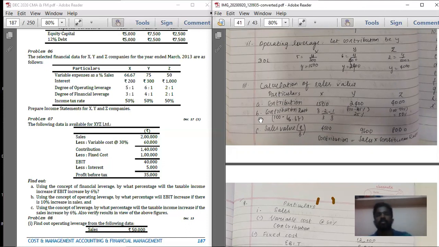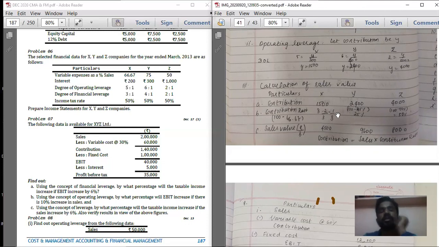So here for company X, what is the variable cost ratio? 66.67. So what is the contribution ratio? So 1 minus 0.6667, you will get 0.33. So that is 1 by 3. Simple. For X, they have given variable expenses as a percentage of sales is 2 by 3. Then what is contribution ratio? 1 by 3. So in respect of X, put 1 by 3. 3 minus 2 by 3 is equal to 1 by 3.